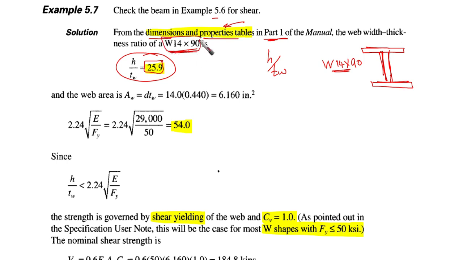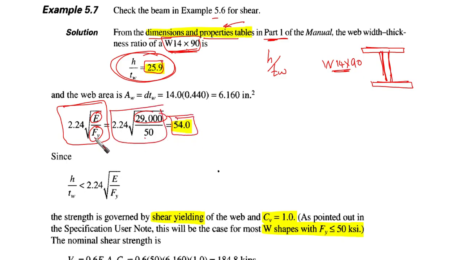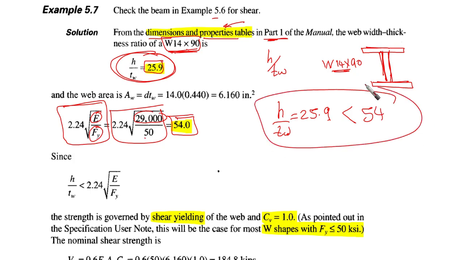We are having a hot rolled I section, so we need to check the limit in order to check the shear strength. Our limit is 2.24 times the radical of E over F yield. E is a constant for steel. F yield, because we know it already from the previous example, is going to be 50. If we substitute, we're going to find that it is 54. So the limit is 54. Our h over t web equals 25.9, which is much less than 54. So this means that our section is going to have a shear yielding failure mode.